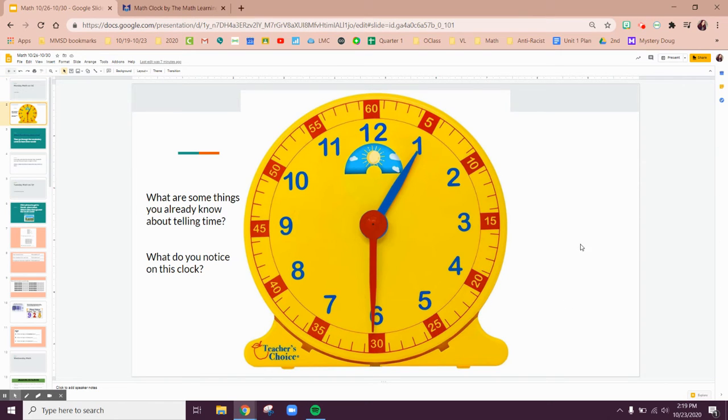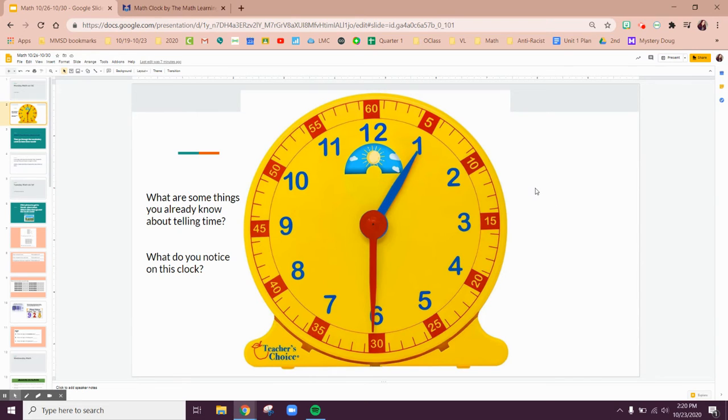This is kind of a special clock. It's a clock that teachers use to help students learn about time. So think right now, what are some things you already know about telling time? Something I already know is that there are hours in the day. I know that there's morning and night. I also know that there's 60 minutes in an hour.